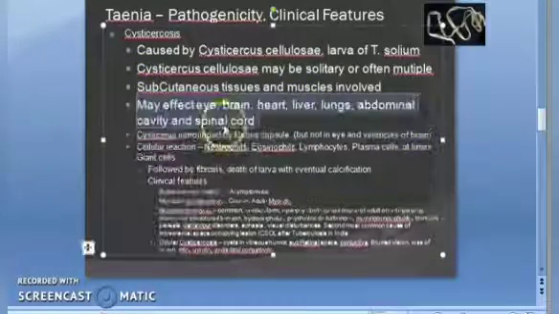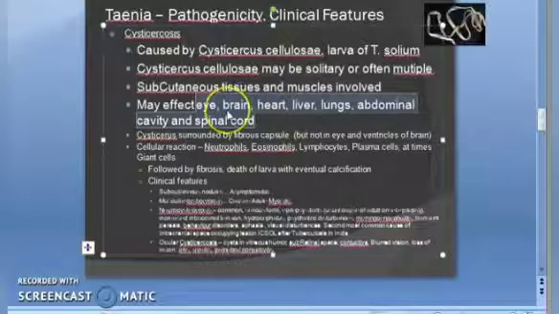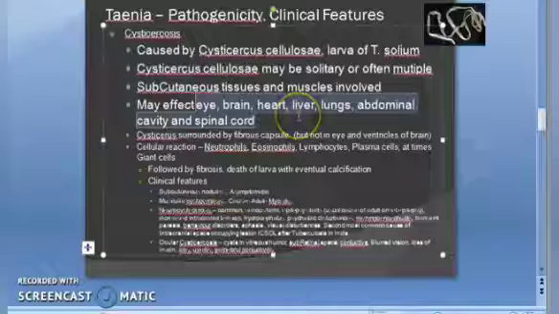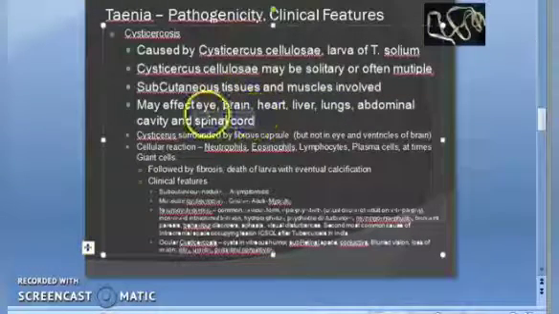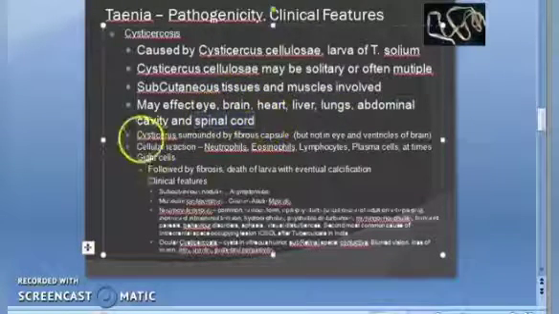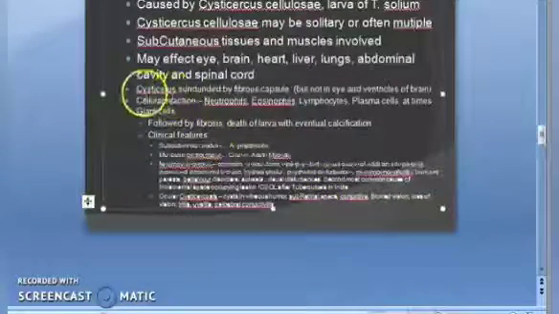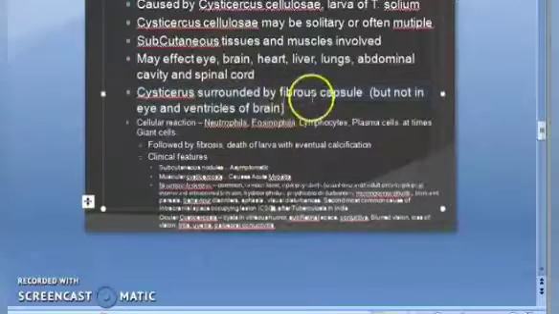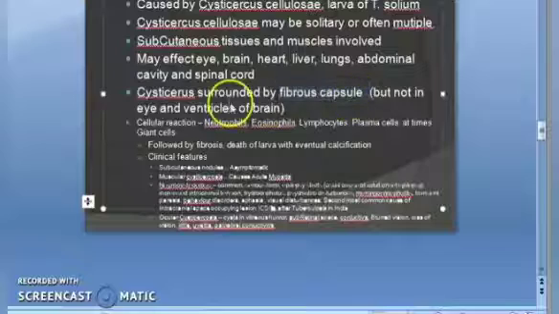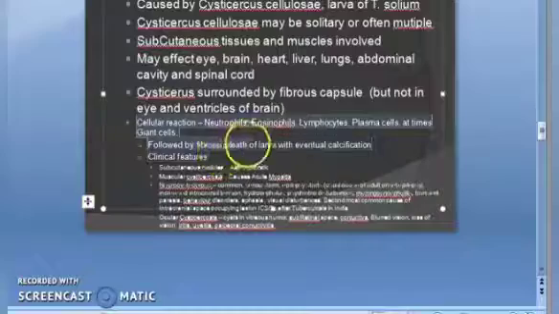What else will it affect? It can affect eye, brain, heart, liver, lung, abdominal cavity, spinal cord. Touch each of these parts and say eye, brain, heart, liver, lung, abdominal cavity, spinal cord. The central nervous system itself is hit, with the brain and spinal cord. Now moving on. Cysticercus is surrounded by a fibrous capsule. Usually the cysticercus is surrounded by a fibrous capsule, but it is not surrounded by this capsule in the eye and the ventricles of the brain.